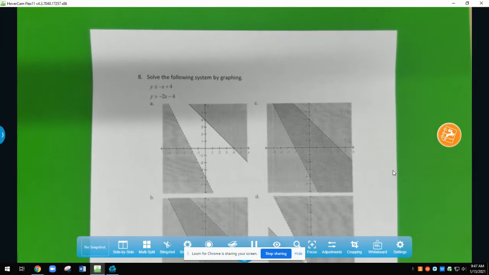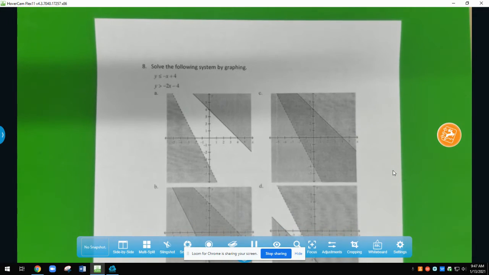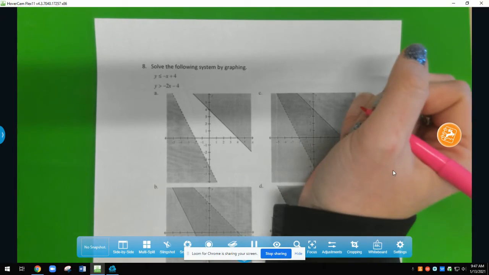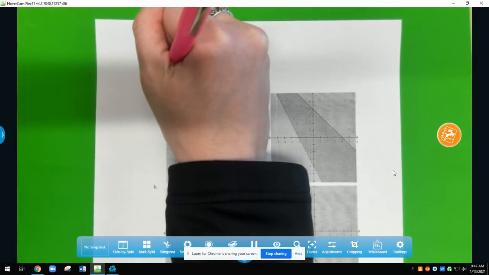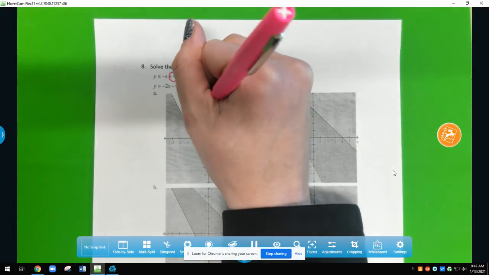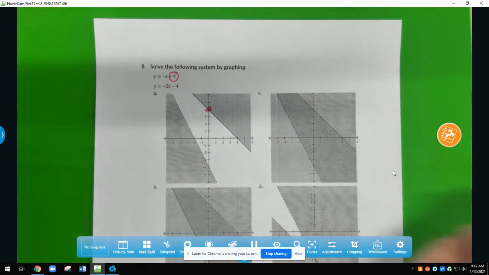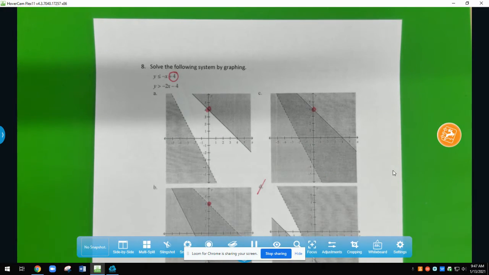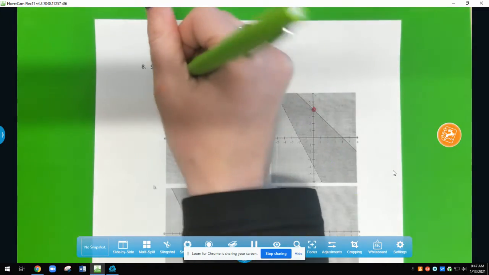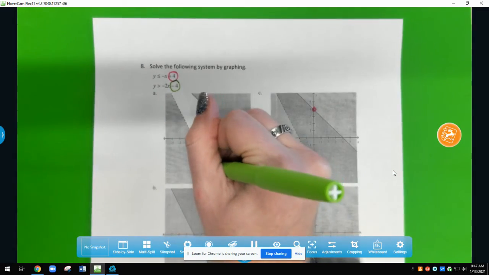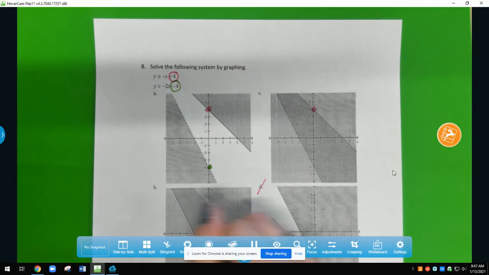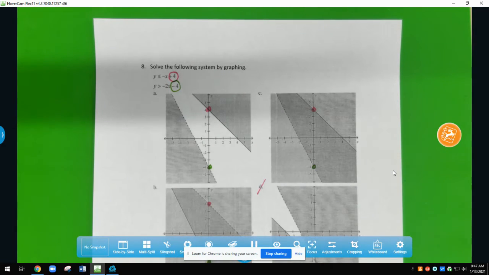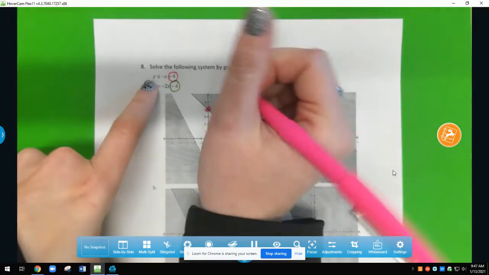Okay, solve the following system by graphing. So using the same things we just talked about. I'm going to go ahead and look at +4. That one's good. That one's good. And that one's okay so far, so D is out. Then I need -4. Okay, those three are still good, so let's look at the inequality.